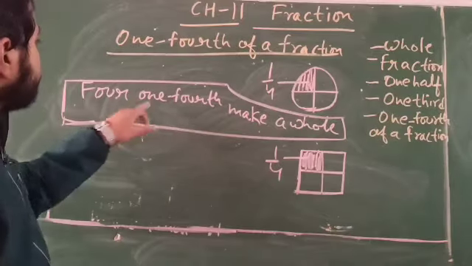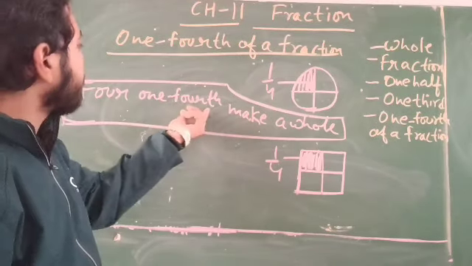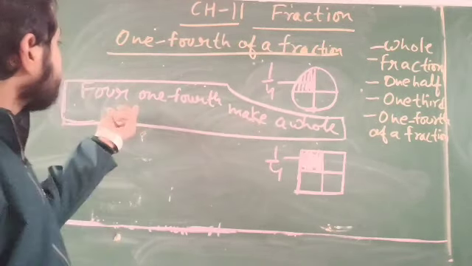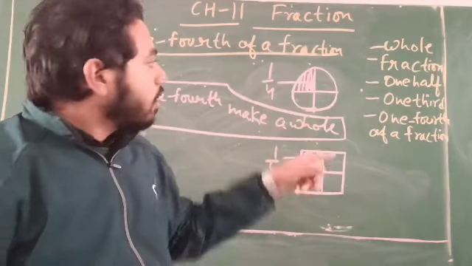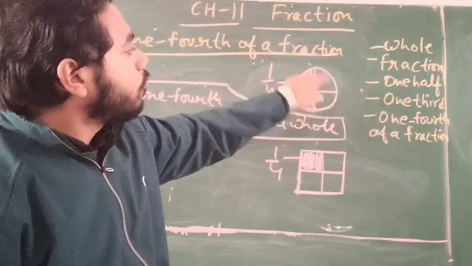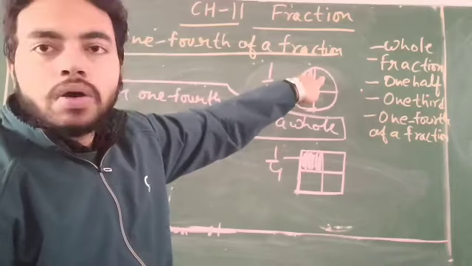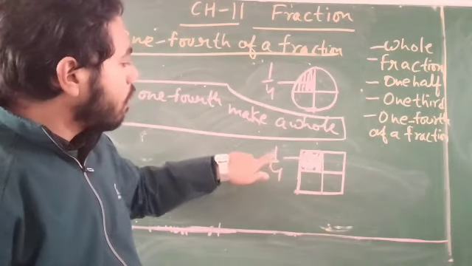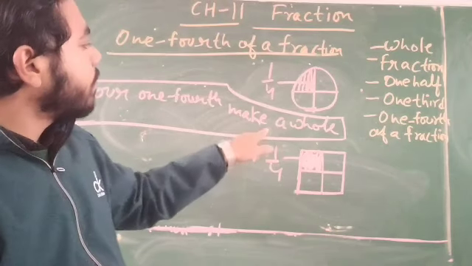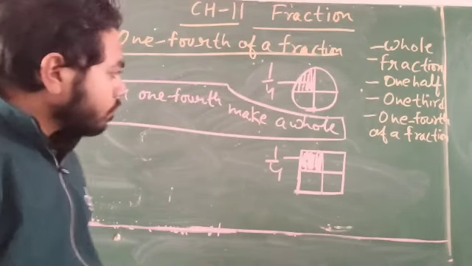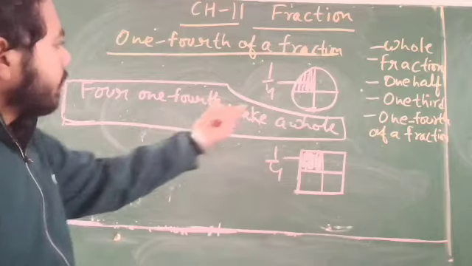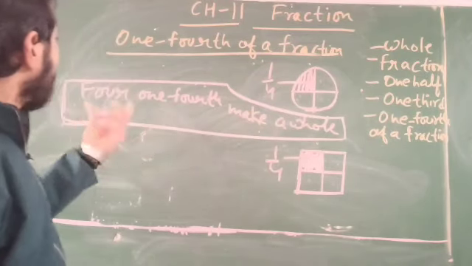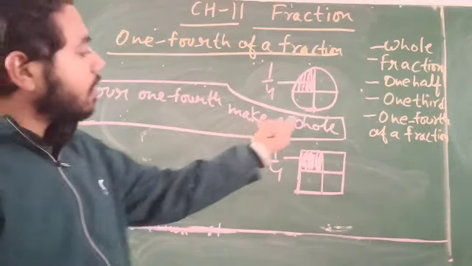So here is the statement: 4 1/4 to make a whole. It means 1, 2, 3, 4 1/4 to make a whole. So let's try to understand how 4 1/4 make a whole.